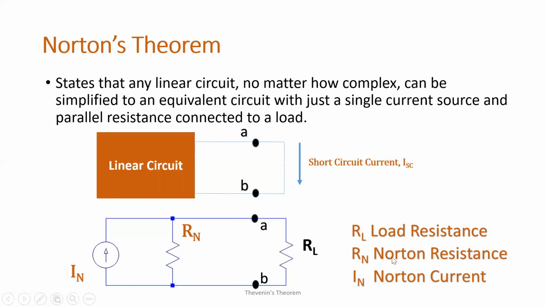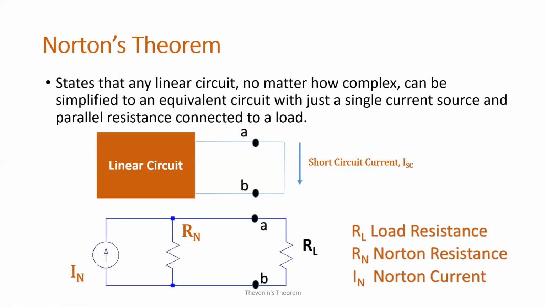Here are the terms. At the other side of points A and B, the right, we have the load resistance R sub L. Thevenin's theorem says that your linear circuit can be expressed in terms of a single voltage source in series with the equivalent resistance. This time for Norton, you have your current source in parallel with the equivalent resistance. So Norton's theorem is actually a derivation from Thevenin's theorem.